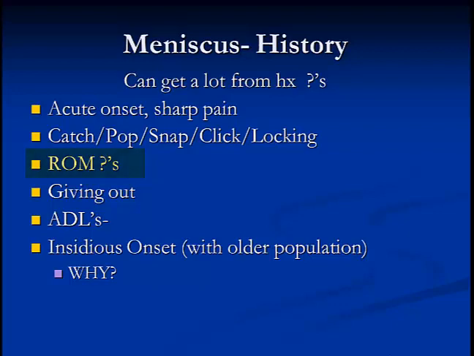Specific ADL questions include pain with going into a deep knee bend, or pain going up and down stairs when the knee is in more degrees of flexion. And then also the insidious onset with the older population, meaning unsure or unknown cause of pain. And the why would be, again, because of degenerative tears of the meniscus just drying out and causing a tear.